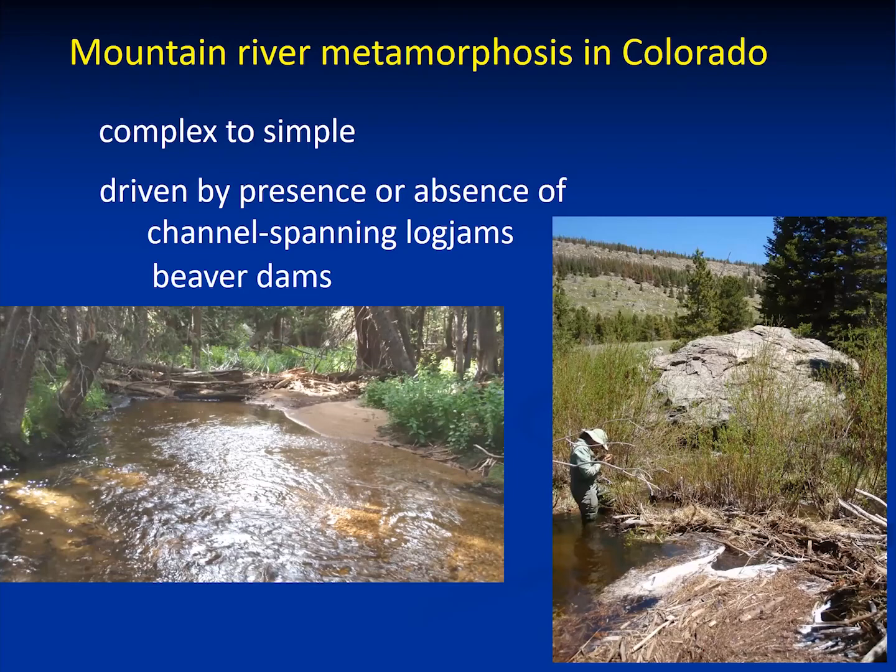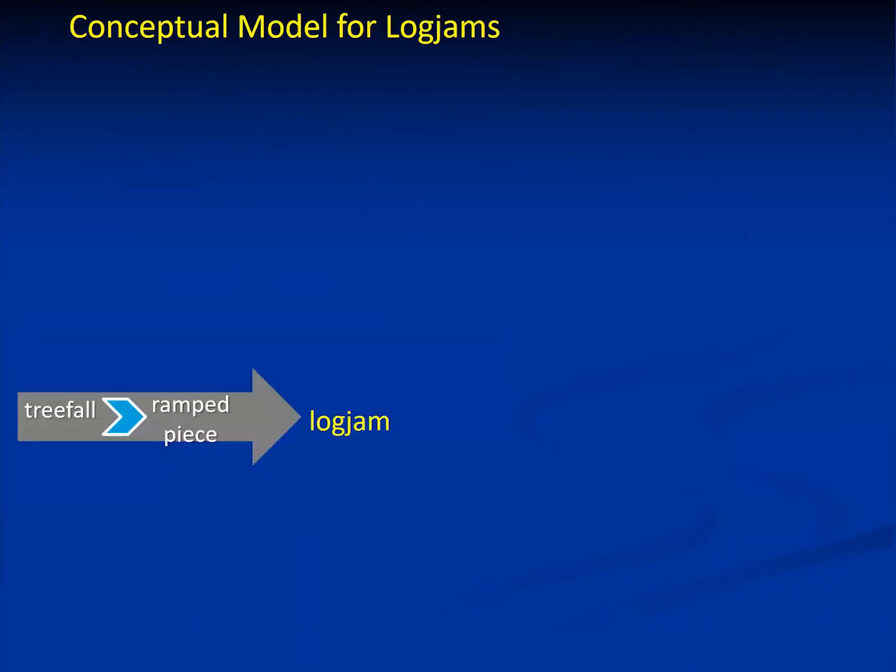Most of the photos I have in this presentation, including this one, are from Rocky Mountain National Park, where there is still old growth forest and active beaver colonies. But in many areas outside the national park, you don't see these features, or they're uncommon. Just looking at log jams very quickly as an example, if a tree falls into a channel and it forms a ramp or bridge piece that has one or both ends above the bankfull channel, that piece is much more stable.